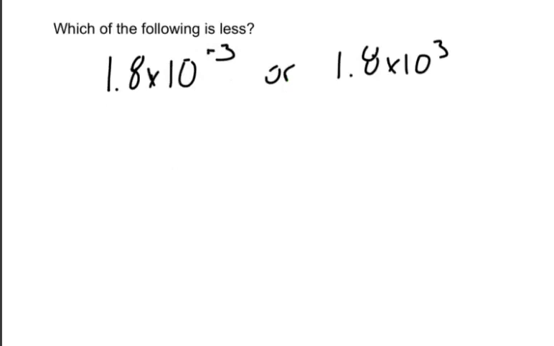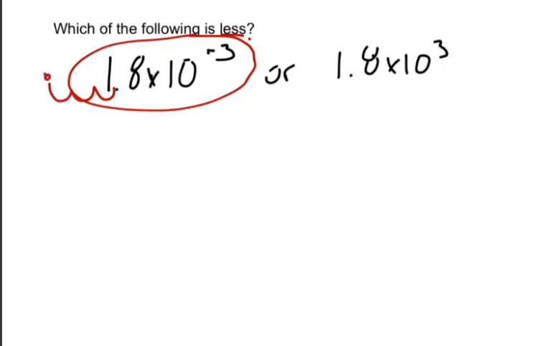So which of the following is less, 1.8 times 10 to the negative 3 or 1.8 times 10 to the 3? Well, it turns out this one is less. It's going to be a decimal. And what that looks like is we have 1.8 times 10 to the negative 3, so we're going to take our decimal and we're going to move it to the left 3 positions. 1, 2, 3. There's our new decimal, and then we can fill in with zeros.